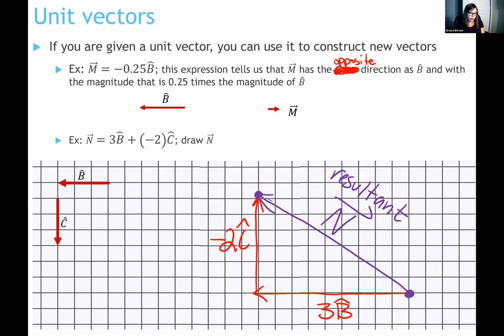So vector n is pointing up and to the left, and you can count the squares. It points to the left 9 and it points up 6. And so that's how I know what vector n looks like. You should check your work and make sure that you have the same length and same direction as my vector n.